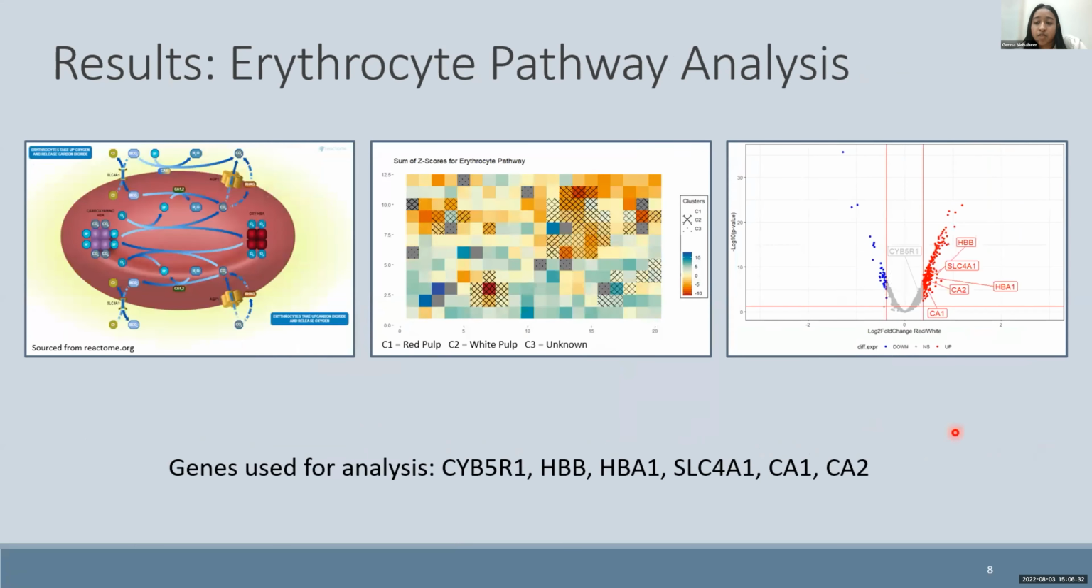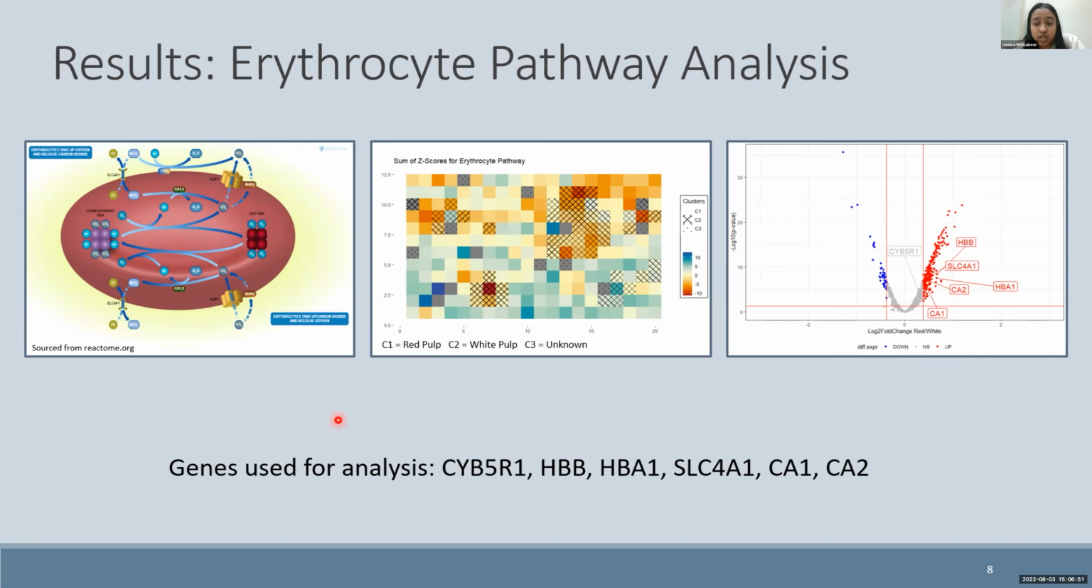So next we did a pathway analysis. To do this, we found the z-score of each voxel using the collected expression values for each gene. And then we summed the z-score for the upregulated proteins, and we mapped it using R.